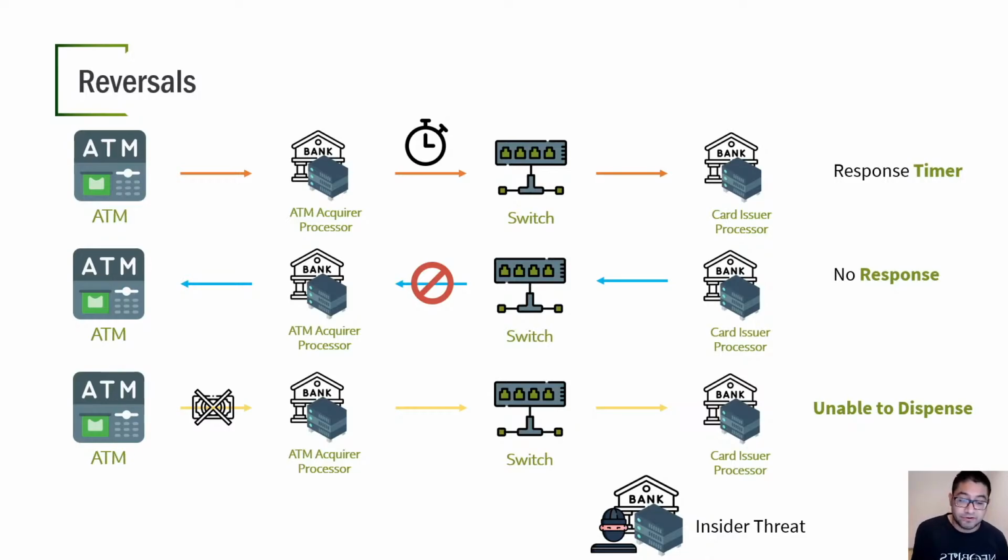So as I said before, what happens if we have an insider threat? Also, a reversal could happen. Well, this will be a reversal fraud, if at some point in the flow the insider makes the reversal happen, because he has access to the network.